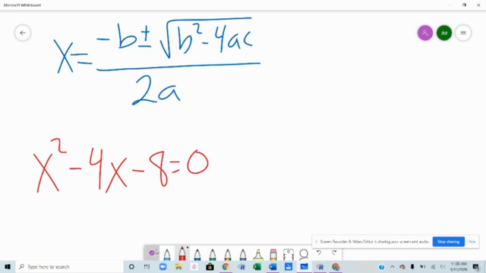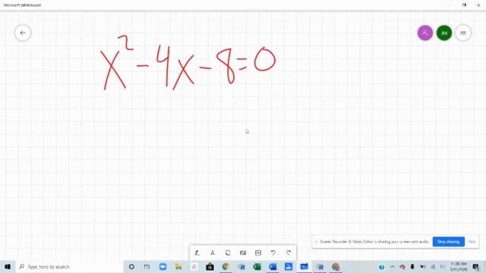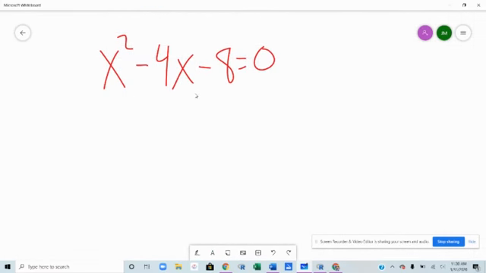So the very first thing you have to do is make sure that you have it in standard form, which, remember, is x squared, then x, then constant, equals 0. So in this case, that part is already taken care of. The next thing that you need to do is identify your a, b, and c values.